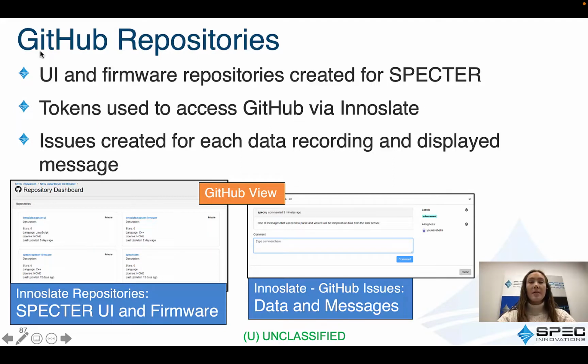SPEC software team then modified and cloned LEO rover repositories by writing code and publishing the updates to GitHub. A more detailed description of this process in Innoslate, including video demonstrations, will be recorded at a later date.